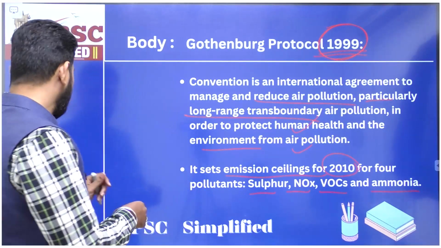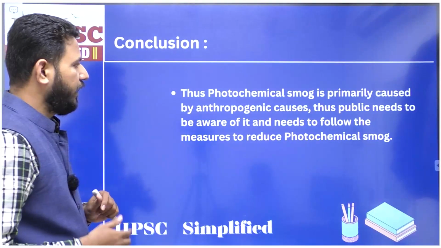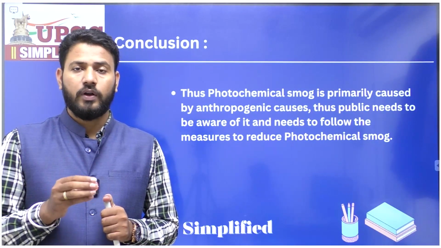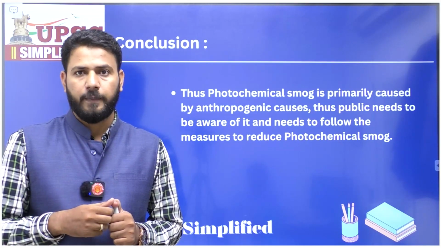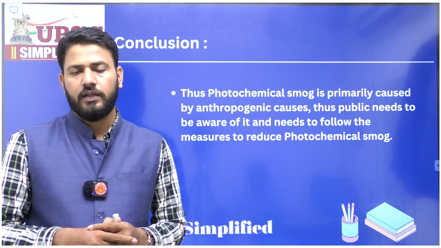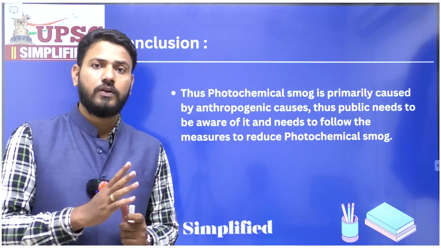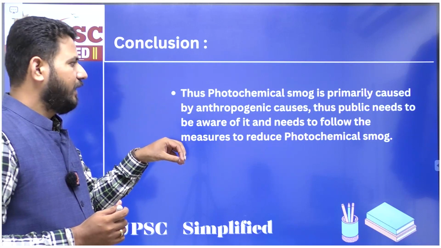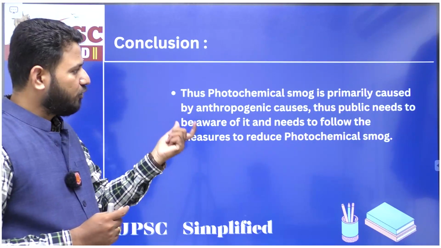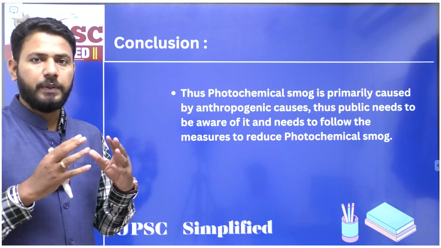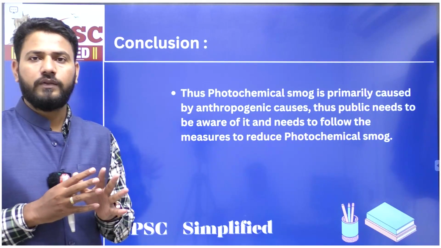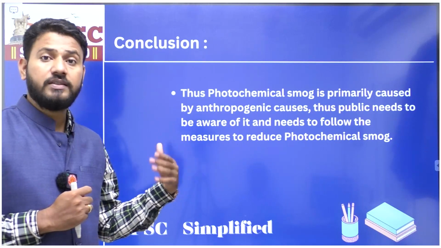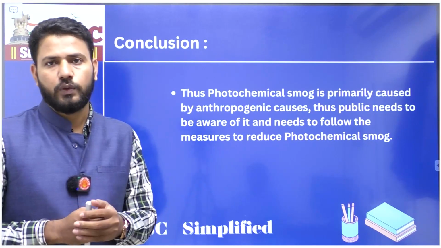Now you still have the conclusion remaining. Okay, so in between I used a term that photochemical smog is an anthropogenic problem. It is humans who are causing photochemical smog, or human actions are causing photochemical smog. So when you're concluding, you can state that because it is an anthropogenic cause, the public or people need to be made aware of the dangers of photochemical smog and the measures that can be taken to reduce it.